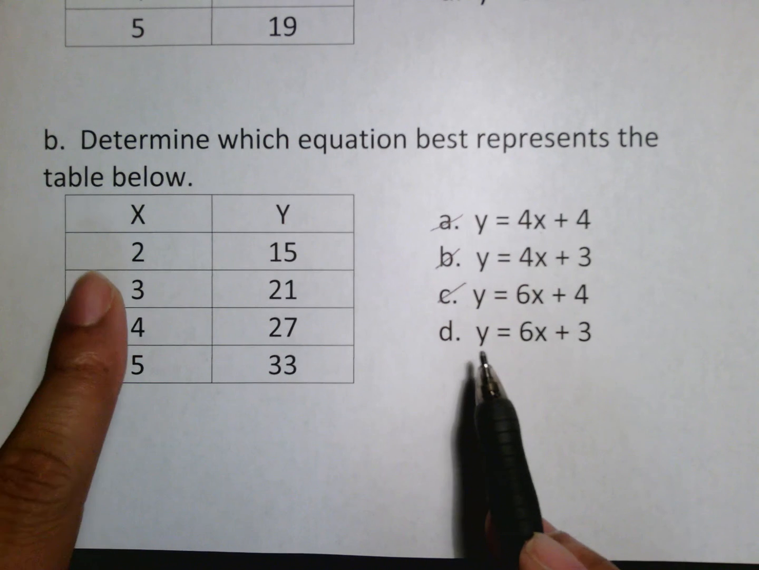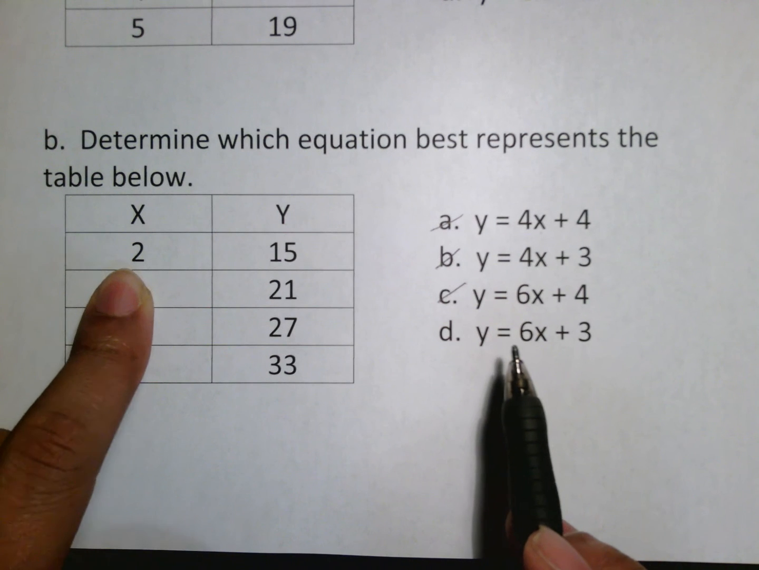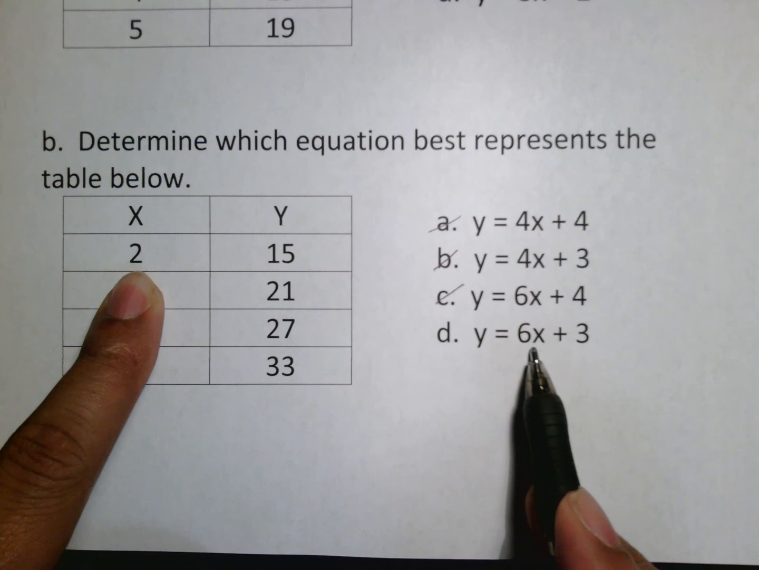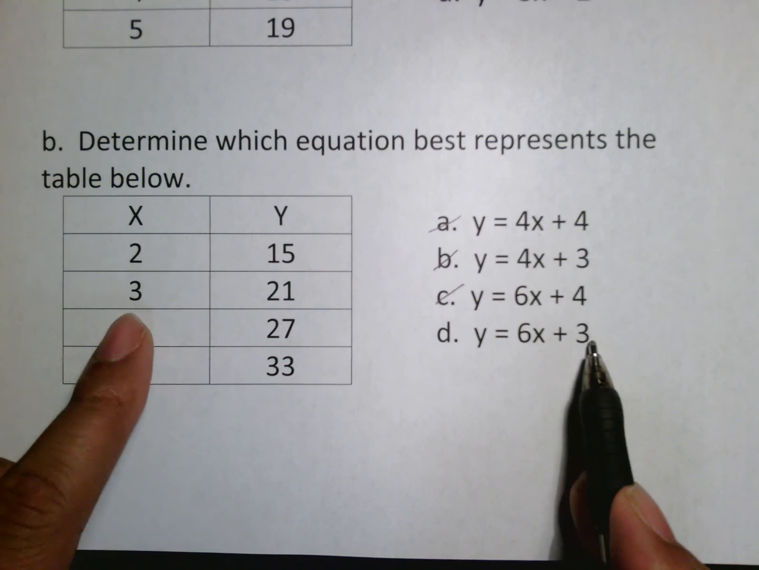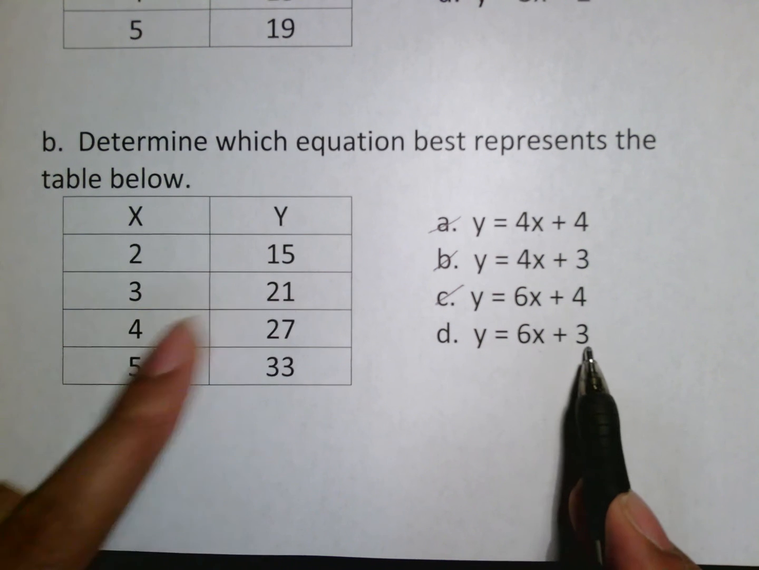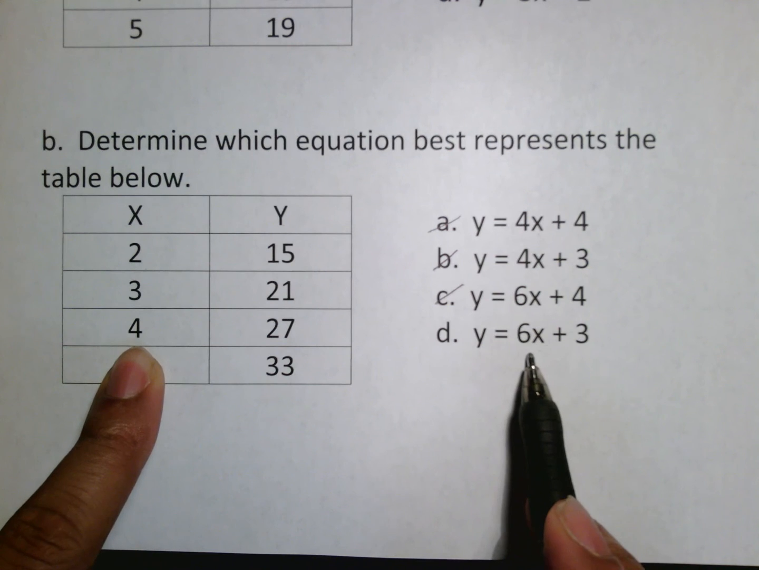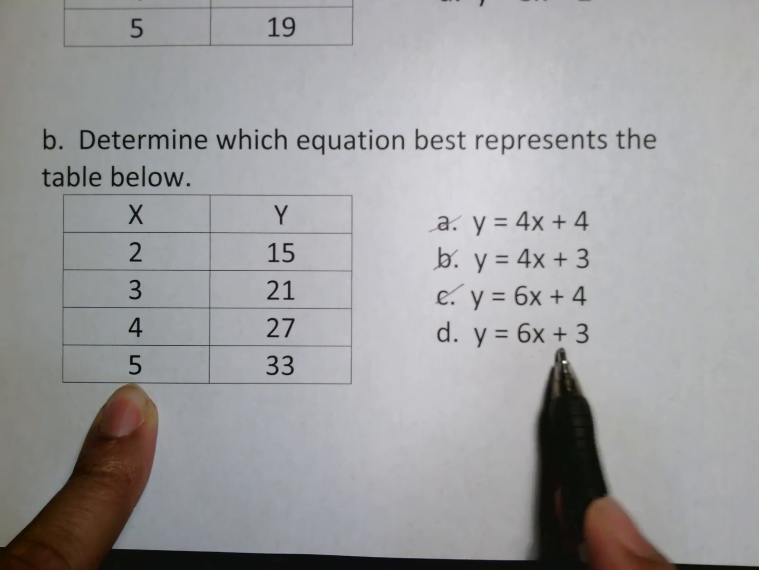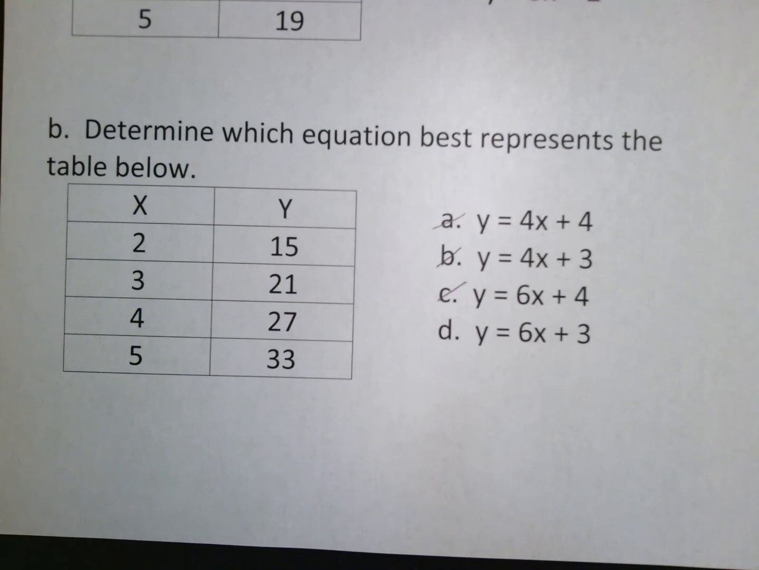Has to be D. But just to show you, again, in a way that you can even do whenever you're good with numbers, which I think some of you are, 6 times 2 is 12, plus 3 makes 15, which is good. 6 times 3 is 18, plus 3 does make 21. 6 times 4 is 24, plus 3 does make 27. 6 times 5 is 30, plus 3 makes 33. This skill is very important.